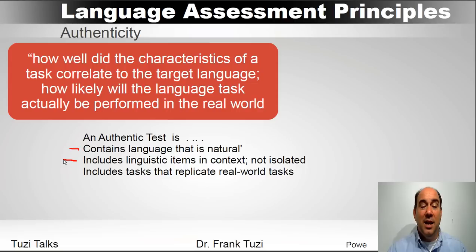And for language assessment and language teaching and language learning, the more authentic, that doesn't overwhelm the student, the better, right? An authentic test contains language that is natural, contains quote-unquote real language. It includes linguistic items that are in context. Okay, they're not isolated, so that when you're giving an assessment, if you're giving a multiple choice test, you should have things written up in such a way so that they can understand what the context is as they're using this particular word. You may also provide a test where they're trying to determine what the context is. But regardless, the linguistic items need to be in context. And finally, it includes tasks that replicate real-world tasks. So authentic is just trying to make it as real as possible.